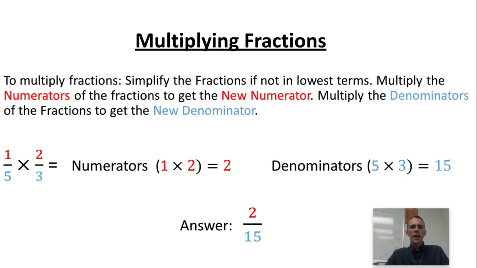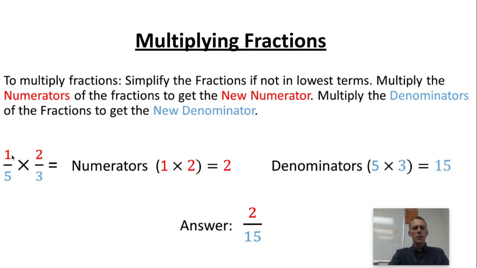So to multiply fractions, simplify the fractions if not in lowest terms, then multiply the numerators of the fractions to get the new numerator. Multiply the denominators of the fractions to get the new denominator. We do not have to simplify the fractions to lowest terms before we multiply, because when we get to our answer, we can simply simplify there. So let's go ahead and get started.